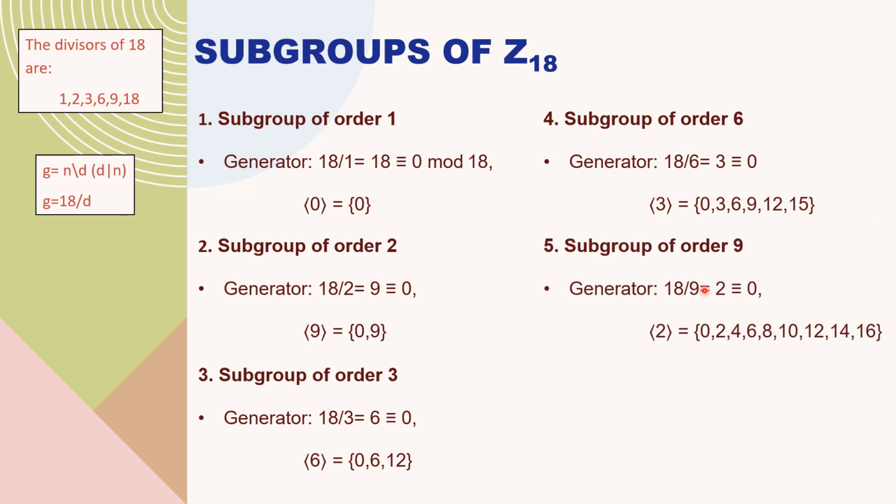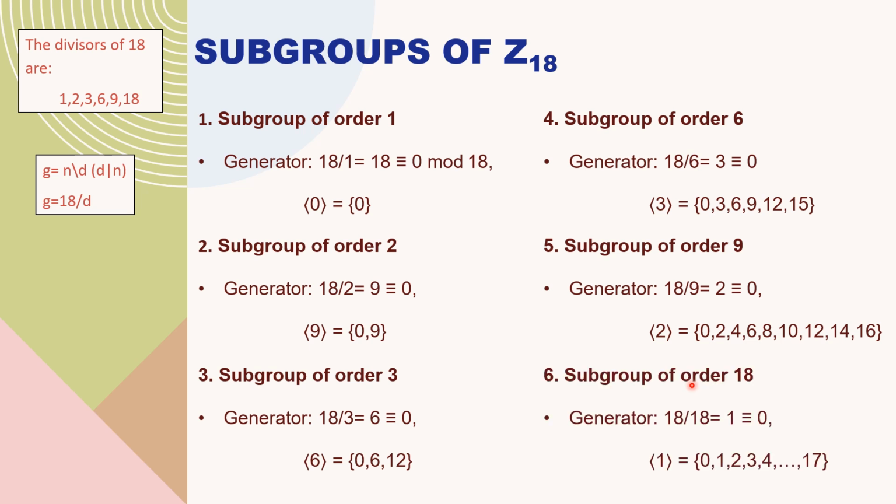Similarly, for 9, 18 by 9 is equal to 2. So all the elements generated by 2: 2 plus 2 is 4, and so on till 18. So these are the elements. Next, the last one, which is 18. 18 by 18 is equal to 1. Now, what are all the elements inside Z18 generated by 1? It's the entire group Z18 itself, right? So these are all the subgroups of the cyclic group Z18.